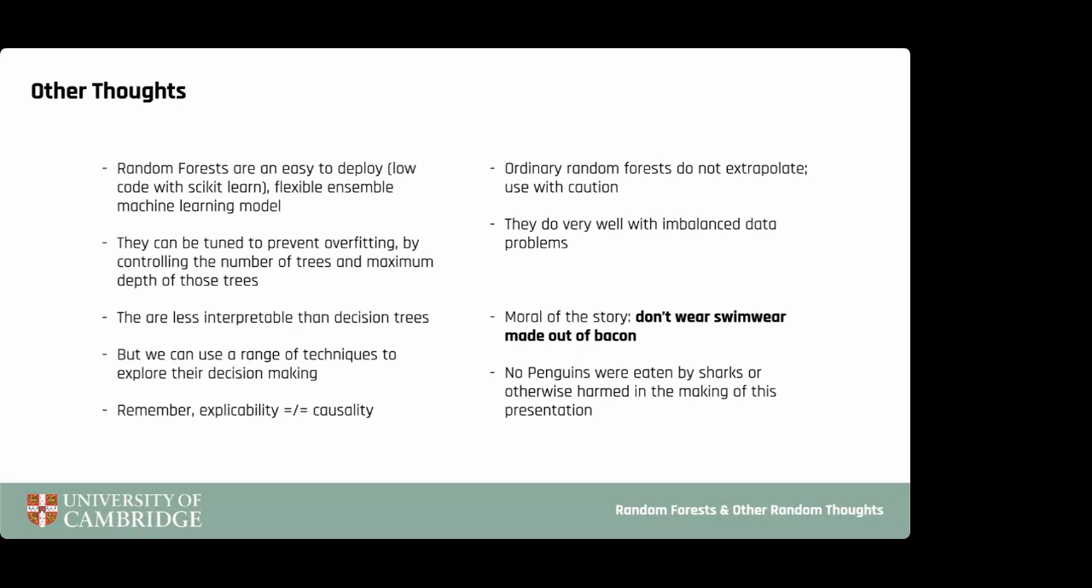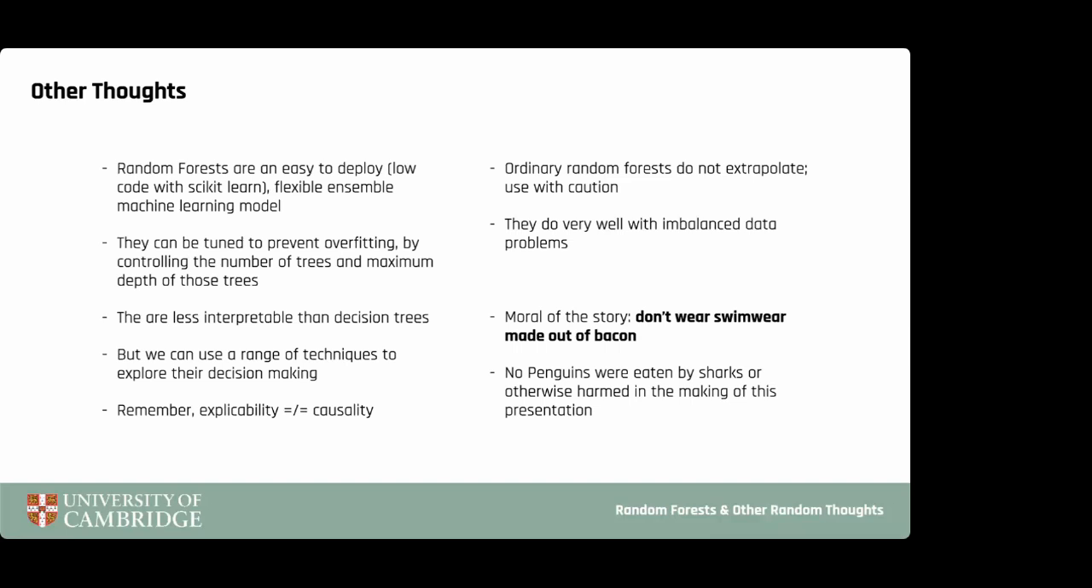Much like other machine learning algorithms, you need to do a bit of tuning to make sure that they don't overfit or underfit. You do that primarily by looking at the number of trees and the maximum depth of those trees. They do suffer from some interpretability issues, especially if you've got hundreds of them, but we've covered a whole bunch of techniques that we can use for exploring that. And very finally, no matter what Shapley values or feature permutation say, all you're getting with those is how the model arrives at its decision. It doesn't explain causality, and that's the same for every machine learning model.